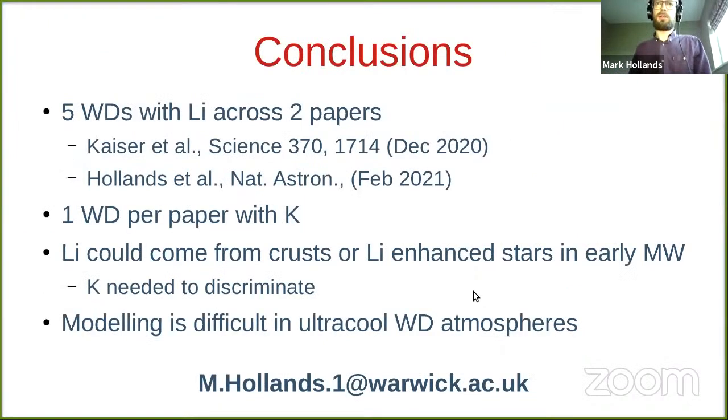And so I guess I'll wrap up with my conclusions there. The main thing is we found white dwarfs with lithium and potassium, as have Kaiser et al. And there could potentially be two explanations of how you get lots of lithium in a white dwarf atmosphere, but potassium seems to be what you need to make that distinction. And modeling them is very difficult, and there's lots of work to do to do much better in the future. All right, so I'll stop there.